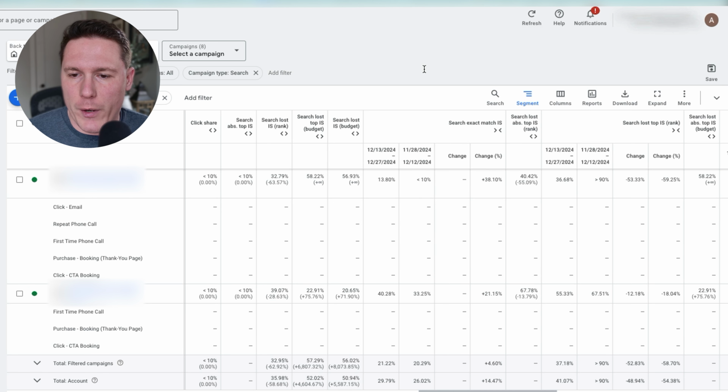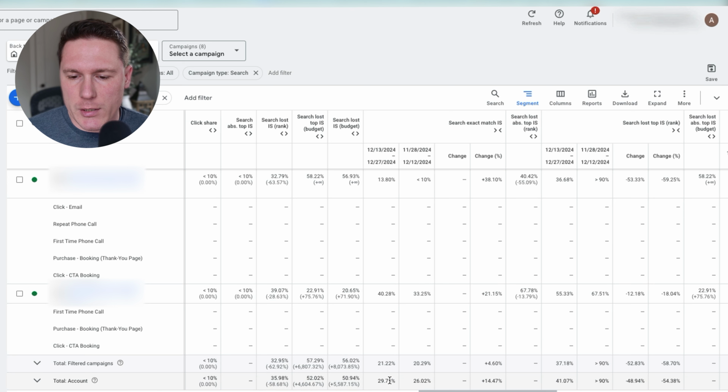So what max clicks and what all of these campaigns in Google is trying to do is maximize their inventory. And that's where we're getting into so many problems of just all of the keywords, all of the search terms are just all over the place. So you want to try and get this number as high as possible.